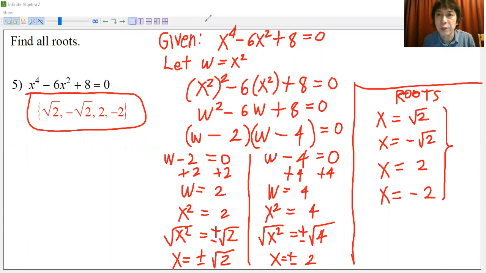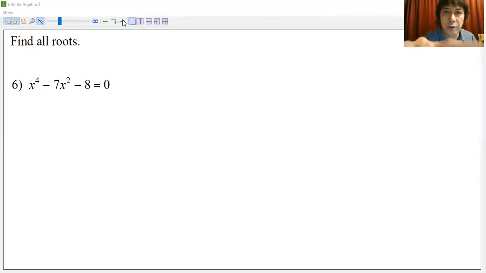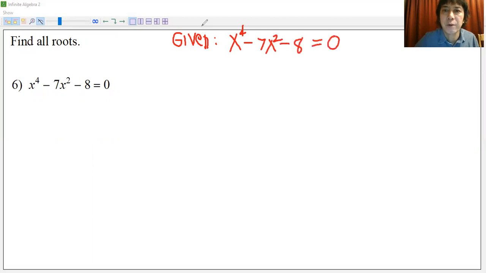Continue with number 6. Let me clear the screen and proceed to number 6. Here's number 6. Find all roots of x to the fourth minus 7x squared minus 8 equals 0. Let's write our equation first. The given equation is x to the fourth minus 7x squared minus 8 is equal to 0. Again, we have the same format since the first number. We shall use the same substitution method.